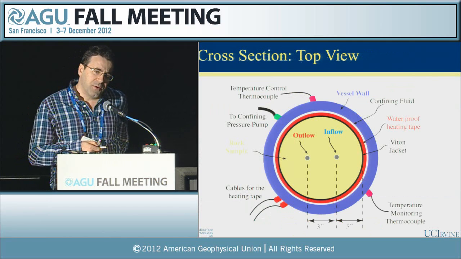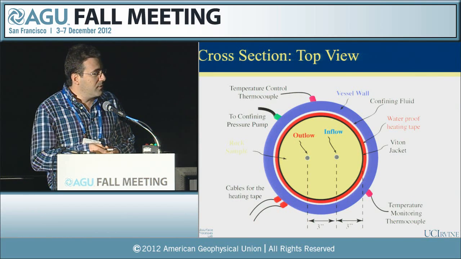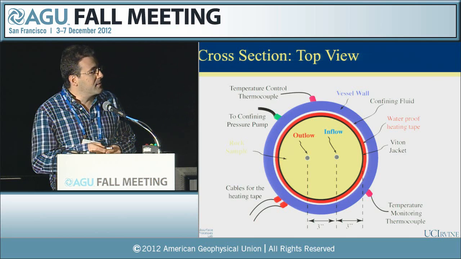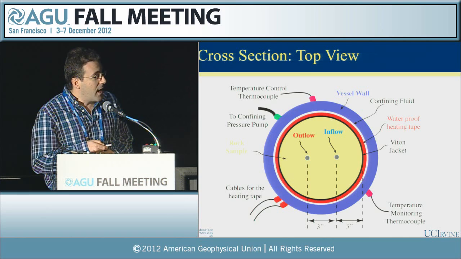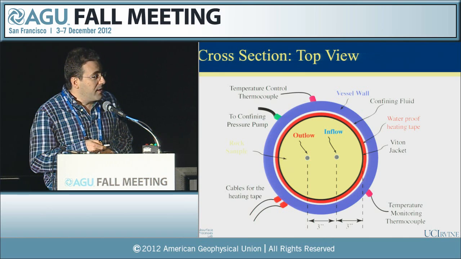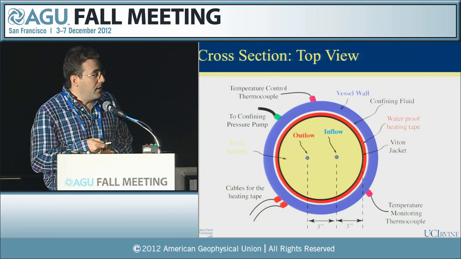Before I continue to the experimental results, allow me a couple of slides to share with you some of the steps that describe the experimental setting. So here is a top view cross-section of our experimental setting. In this area here, we highlight the sample. As you've seen earlier, we have the two ports for the inlet-outlet fluids. We jacket our sample. Then we have a heating tape surrounding the sample that's temperature controlled. Then we have a confining fluid between the sample and the vessel wall. And as you can see, we have many aspects of it controlled, like the temperature monitored, the confining fluid, and the feed for the heating tape.